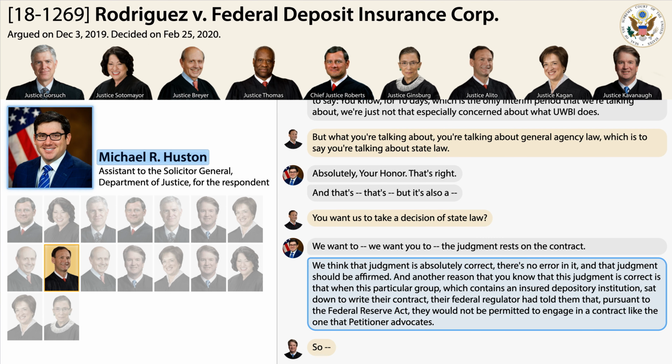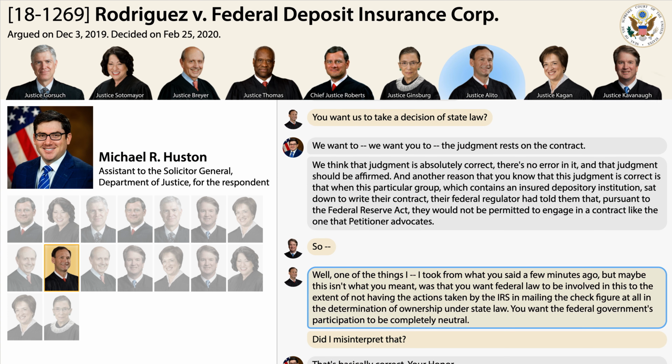We think that judgment is absolutely correct. There's no error in it, and that judgment should be affirmed. And another reason that you know that this judgment is correct is that when this particular group, which contains an insured depository institution, sat down to write their contract, their federal regulator had told them that pursuant to the Federal Reserve Act, they would not be permitted to engage in a contract like the one that Petitioner advocates.